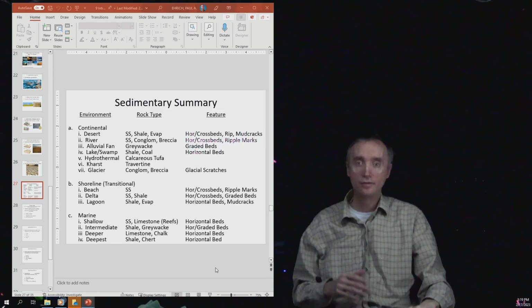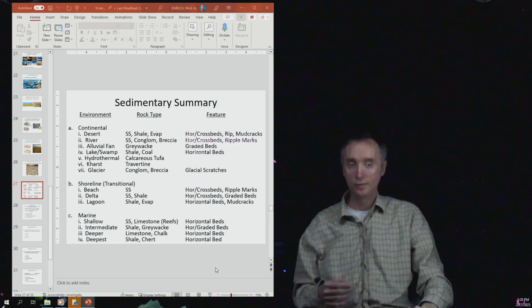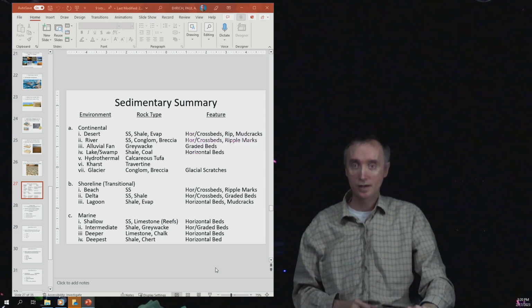Okay, you could also have a lake or a swamp. You could have a hydrothermal environment, such as a geyser. You could have karst, so that's going to be caves. And then you could have glacial. Okay, so the second column shows you what kinds of sedimentary rocks would you find in each of those environments. And then the third column summarizes what kinds of sedimentary features would you find in each of those sedimentary environments.